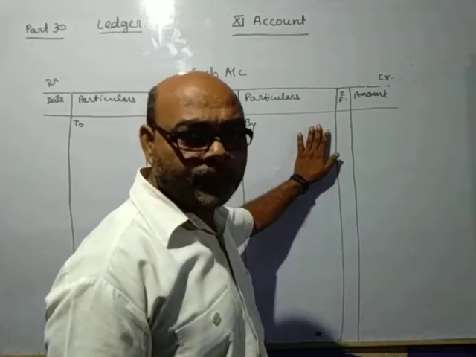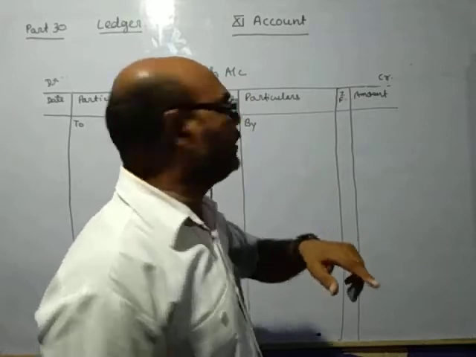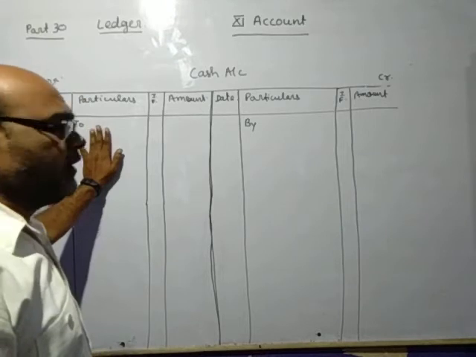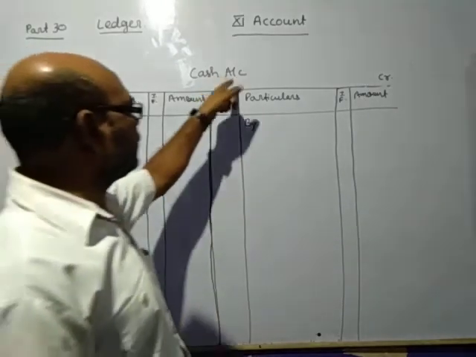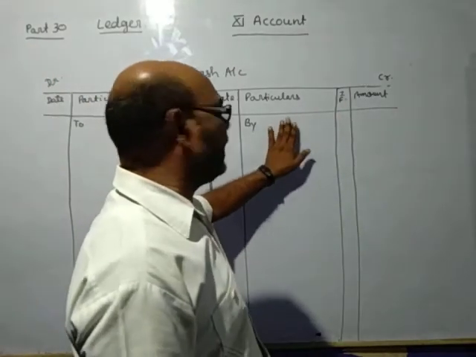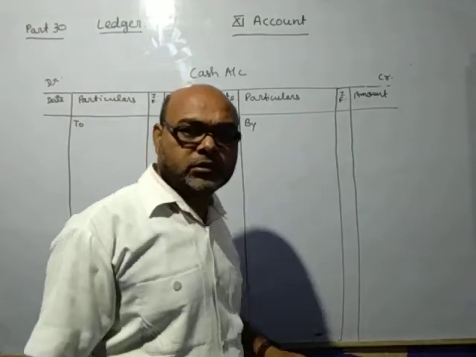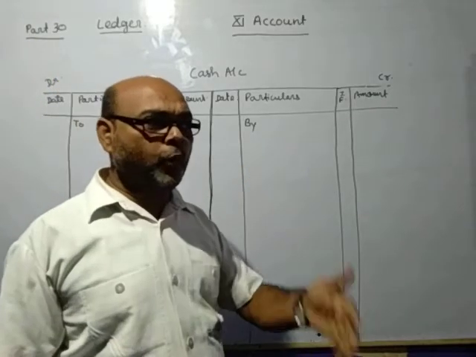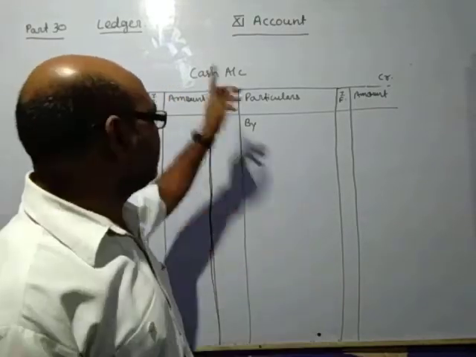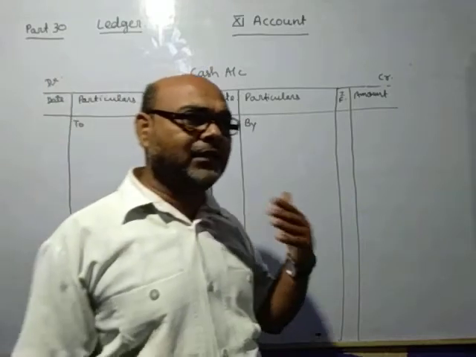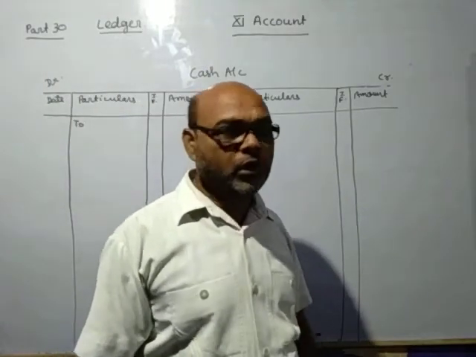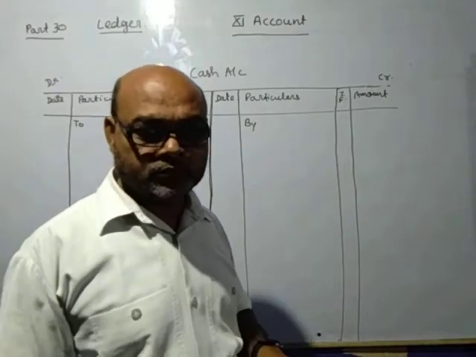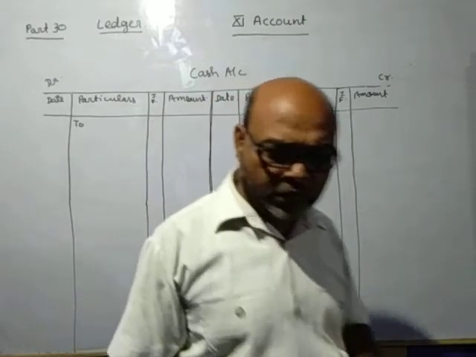Now is it clear? If in the journal entry the cash account is debit, then you will record 'To' on the debit side. Or if the cash account is credit, you will record 'By' on the credit side. But you will not write the cash account; you will write the opposite account. If cash is debit, then you will write the name of the credit item. Or if cash is credit, then you will write the name of the debit item. Confirm?